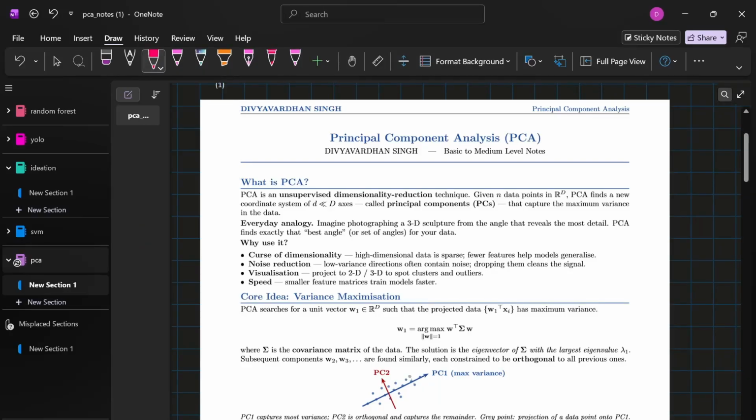Hello everyone. So today we are going to cover one of the most important concepts in machine learning, that is principal component analysis, PCA. Okay. So now, exactly what PCA is.